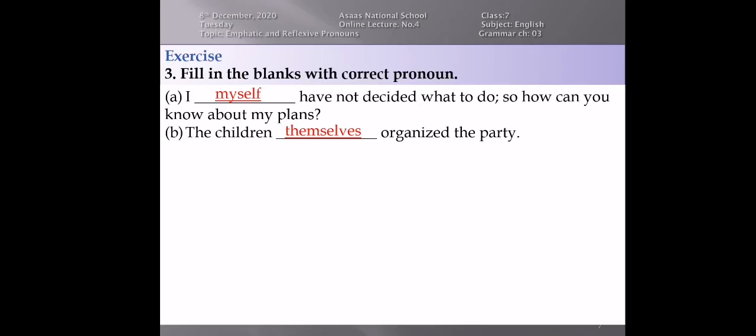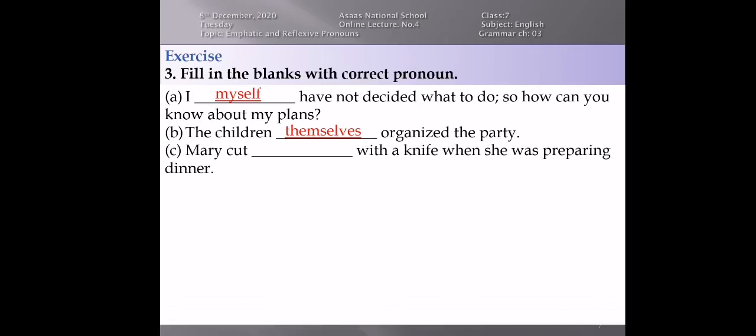And besides that, themselves is not the object, therefore it is an emphatic pronoun. Mary cut ___ with a knife. What will you use, reflexive or emphatic pronoun for Mary? Well, you'll use herself. Mary is a girl, and according to the rule, for she you'll be using herself as an object. Mary cut herself.